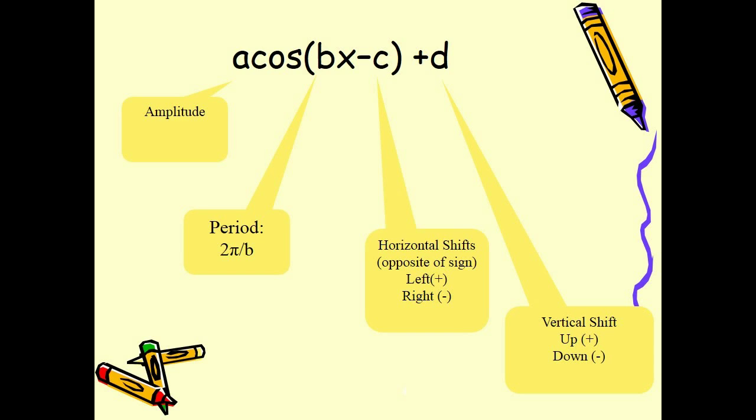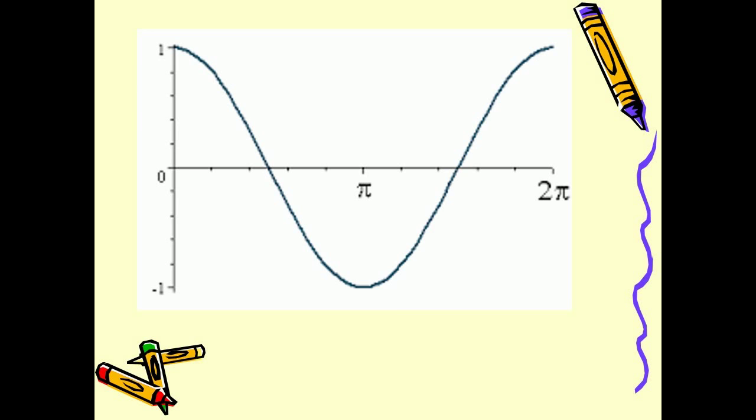This is the equation for cosine. All of the variables do the same things as they do in the sine equation. This is a graph of the parent function for cosine. It is slightly different than the sine graph, due to where it begins. It is important to know the difference between the two.